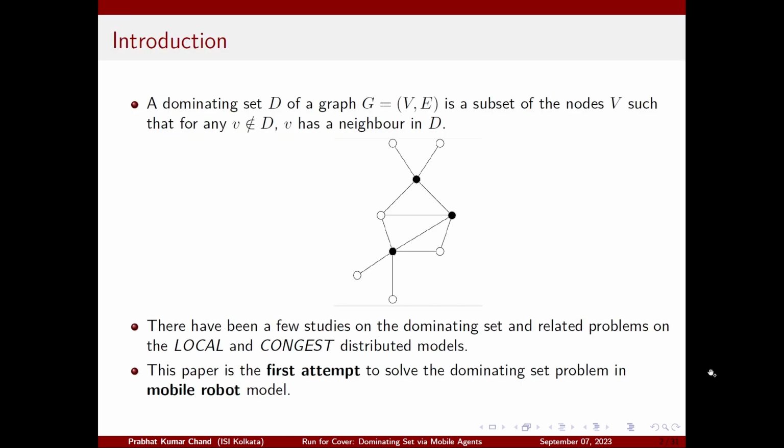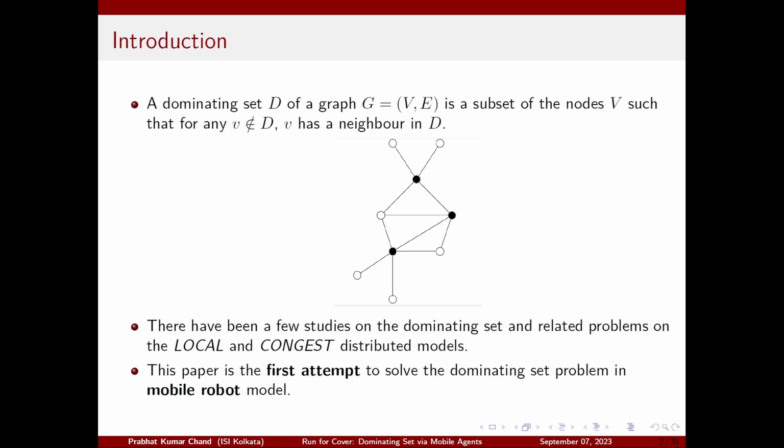A dominating set D of the graph G is a subset of the nodes such that for any node in the graph, either it belongs to D or the node has a neighbor in D. In the following figure, the black colored nodes represent the dominating set for the graph.